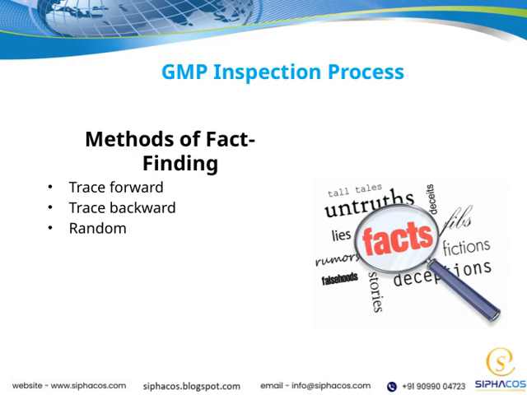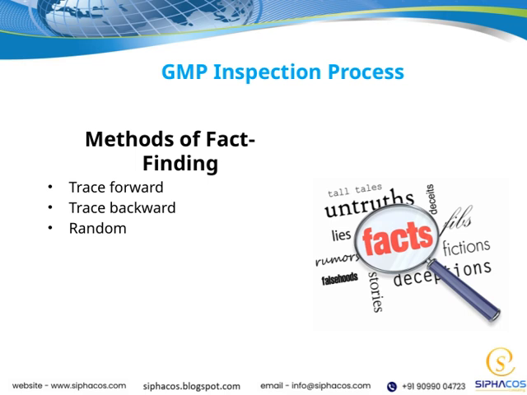Let's take a look at some common methods of fact-finding that are essential in our process. First, we have trace forward, which involves following the trail of information or data from a known point onward to see where it leads. This helps us understand the outcomes or consequences that stem from specific actions or decisions. Next is trace backward, where we start from an endpoint or result and work our way back to identify the root causes or original sources.